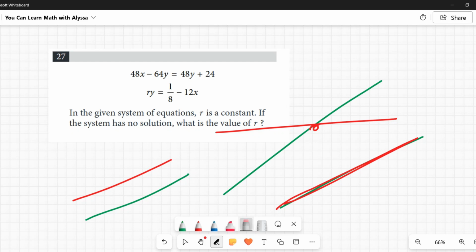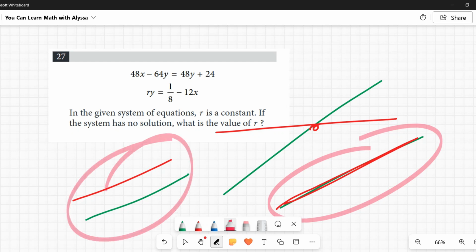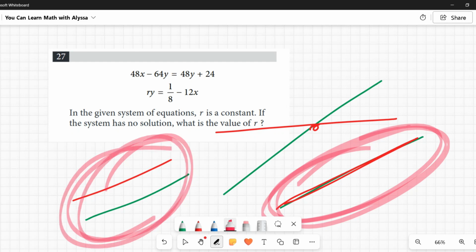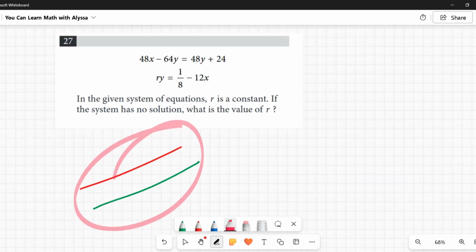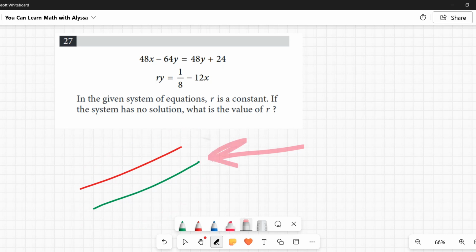For the overlapping and parallel cases, the way you can tell is that they will have the same slope. If it's the overlapping one, it has the same slope and also the same y-intercept. And for the parallel one, it will have the same slope but different y-intercepts. Since we're talking about no solution, we know we are dealing with the parallel case. Graphically, we want to see parallel lines. On paper, we want to see the same slope, different y-intercept.